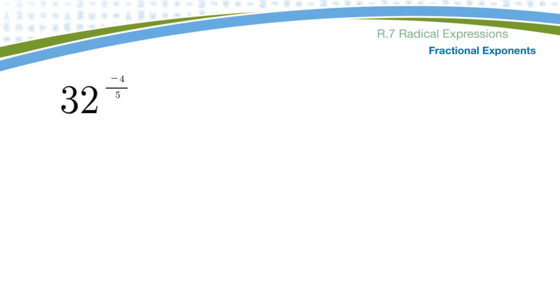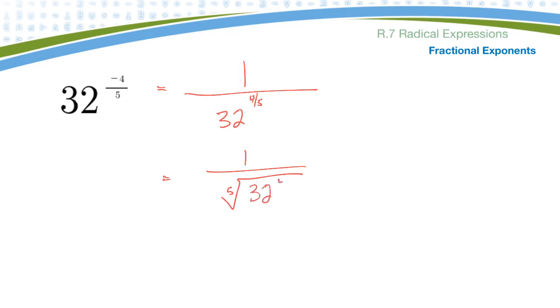I'll do it. First thing with this one is I would change it to a positive exponent. So 32 to the 4/5. And then be 1 over the 5th root of 32 to the 4th.